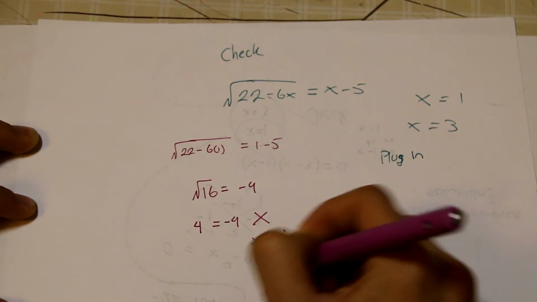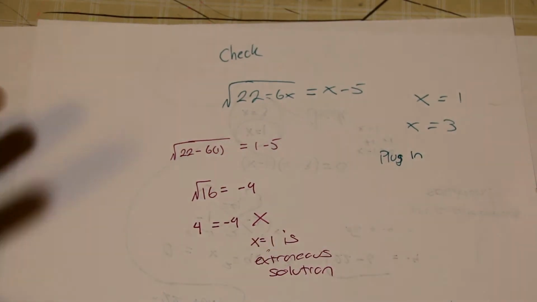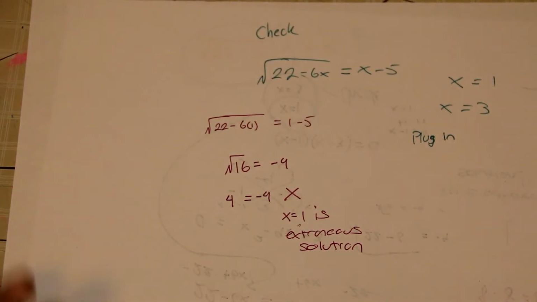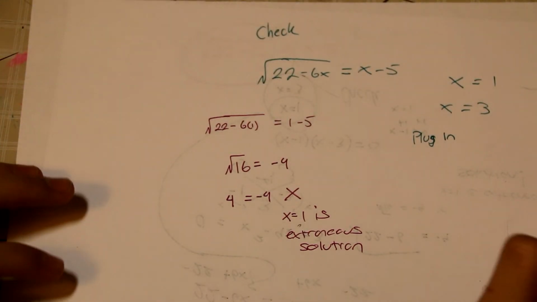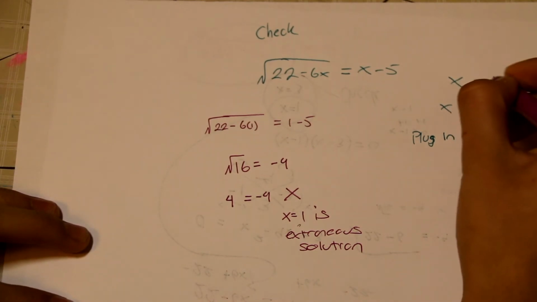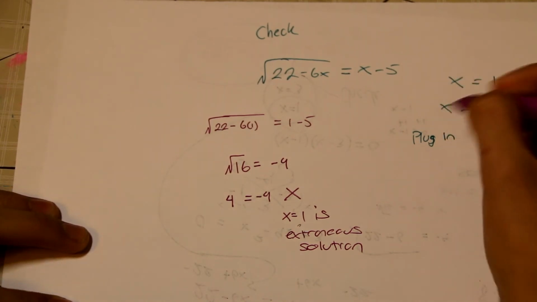Therefore, x equals 1 is an extraneous solution. But we still have x equals 3 to check.